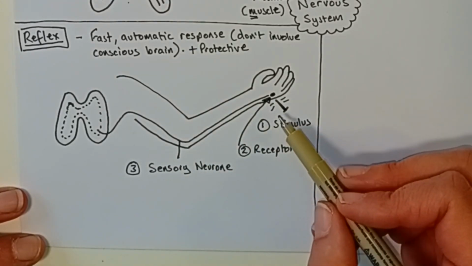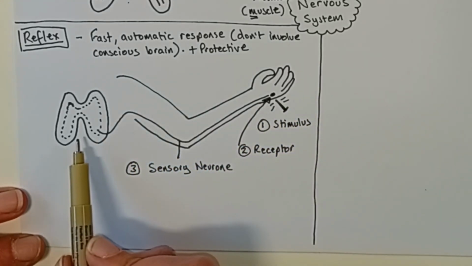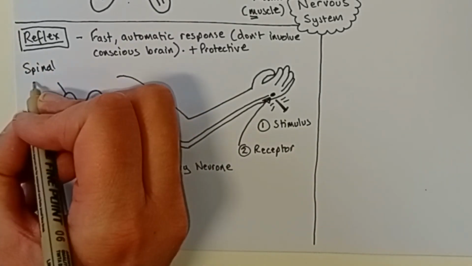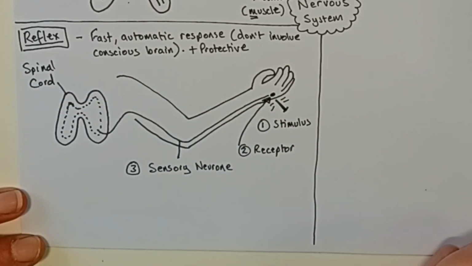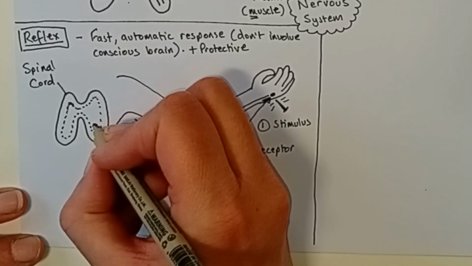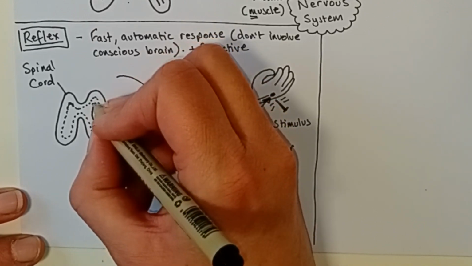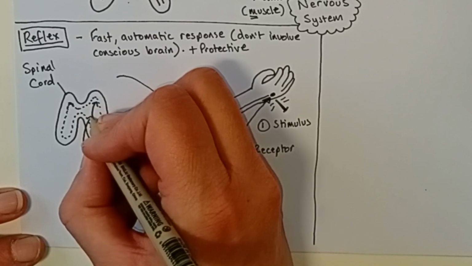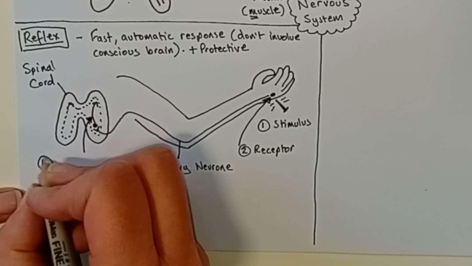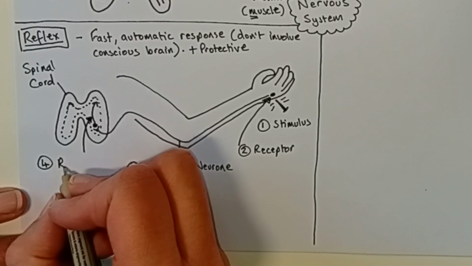Okay, so stimulus is the change, receptor is the cell that detects it, sends an impulse along a sensory neuron here into the spinal cord. Let's just label that. When it gets into the spinal cord then, it can go through a short neuron that's only located in the spine called a relay neuron. And that is part of the central nervous system. So the electrical impulse travels along the sensory neuron into the central nervous system and onto a relay neuron.